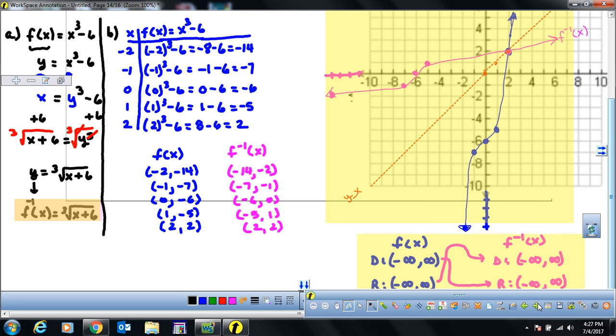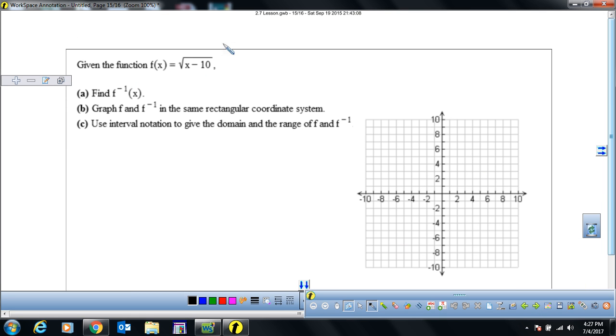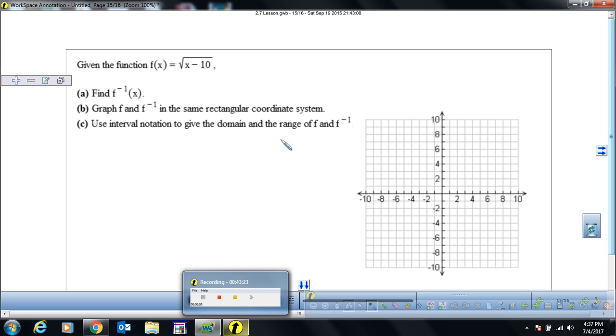The next problem. Now we're going to be given this function, f of x equals the square root of x minus 10. We're going to find the inverse of this function, and then we're going to graph both the function and its inverse, and we're going to use interval notation to give the domain and the range of both.